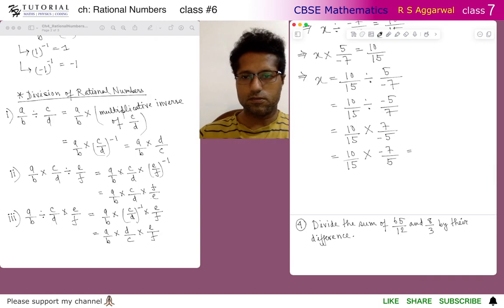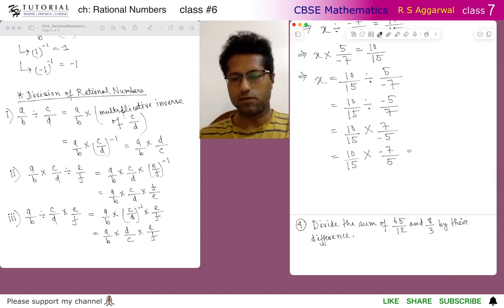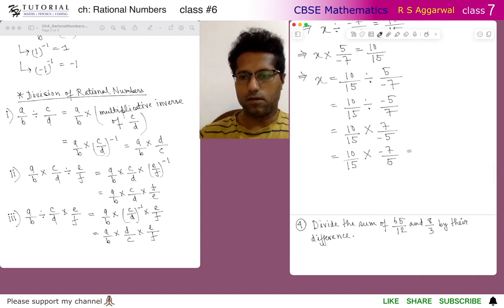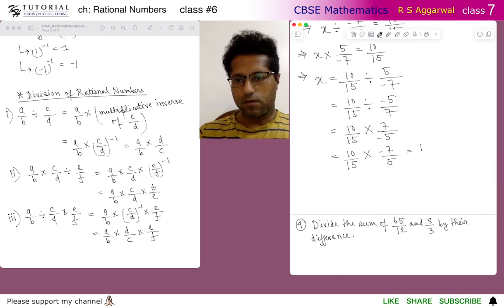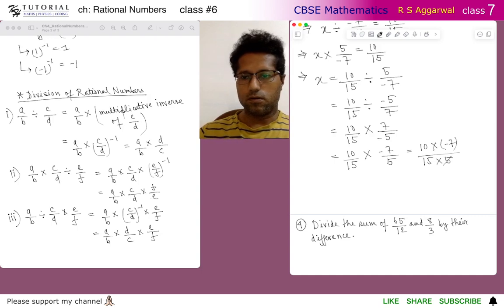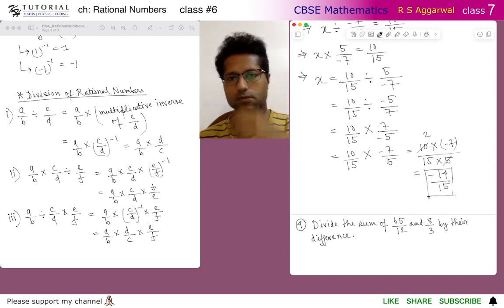So now this is a multiplication of two rational numbers. We will multiply the numerators and then divide that by the product of the denominators. So after cancellation, this becomes minus 14 by 15. So this is the answer.